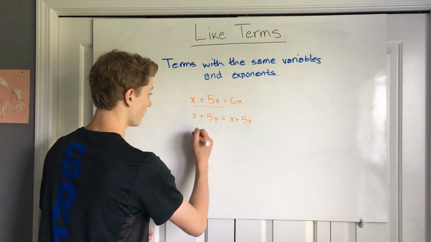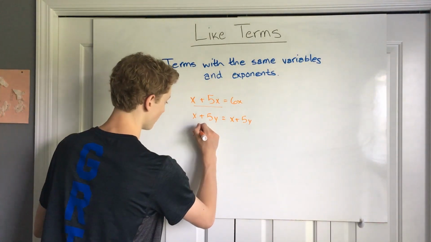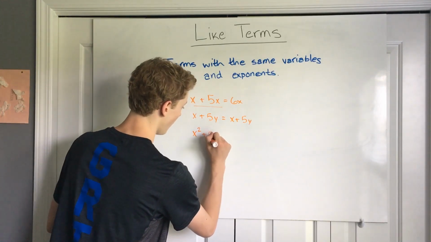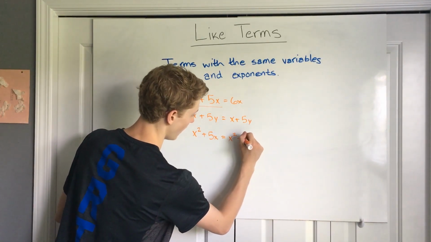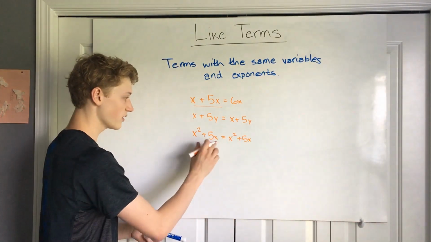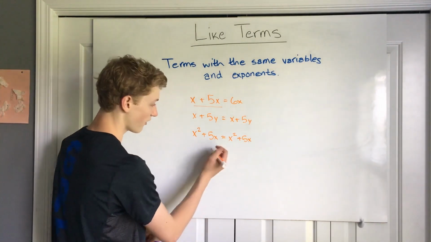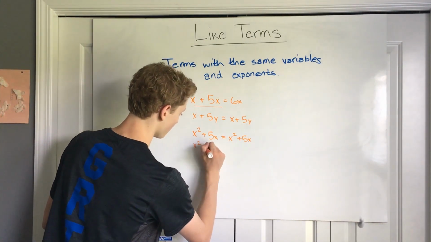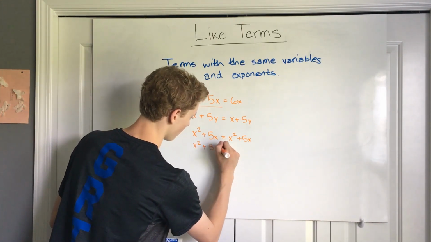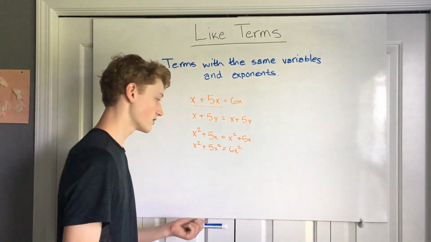In much the same way, it happens with exponents too, even when the variables are the same. So if I take x squared plus 5x, I'm just left with x squared plus 5x, because these aren't the same even though they have the same variable. If I wanted to get 6x squared, I'd have to take x squared plus 5x squared equals 6x squared, because these are like terms.